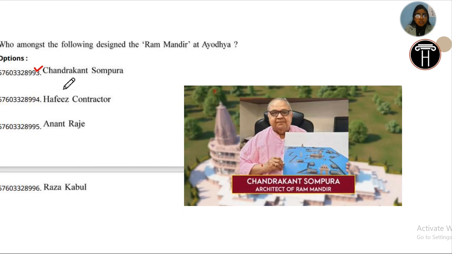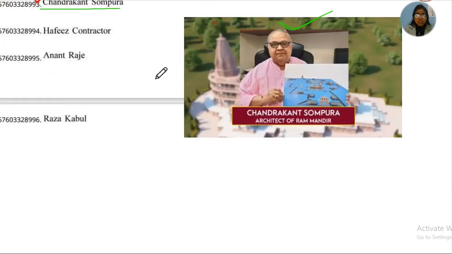Next question is, who amongst the following designed the Ram Mandir at Ayodhya? So the Ram Mandir at Ayodhya, which is in Uttar Pradesh, has been designed by Chandrakant Sompura. So this is the image of Chandrakant Sompura, who has designed the Ram Mandir at Ayodhya.